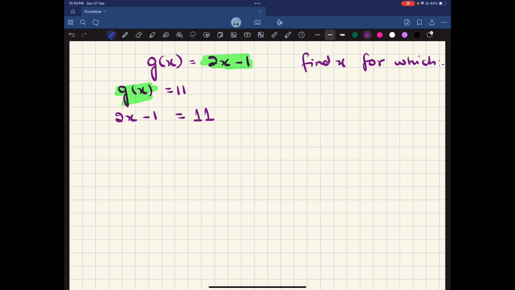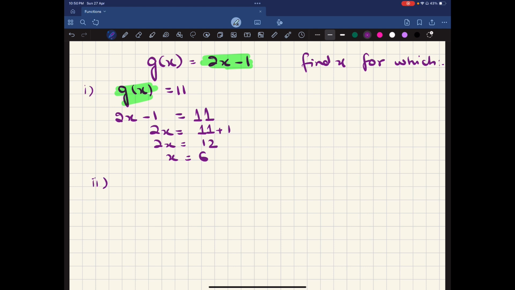And now we have one equation with one unknown. We can simply solve it. 2x is equals to 11 plus 1. 2x is equals to 12. X is equals to 6. Right? Okay, let's do another part.